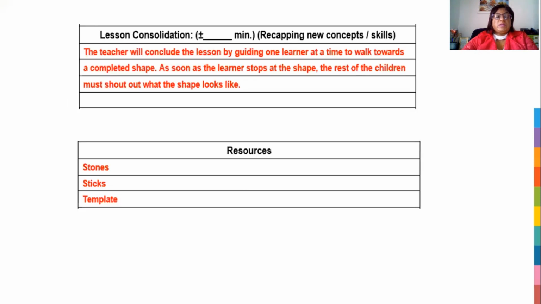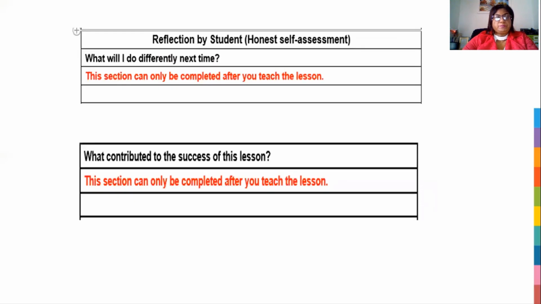In the lesson consolidation, students, now remember you have like 5 to 10 minutes to end this lesson. Here you can recap the concepts that we learned, whatever skills were taught in the lesson. So you could perhaps say that the teacher will conclude the lesson by guiding one learner at a time to walk towards a completed shape. As soon as the learner stops at the shape, the rest of the children must shout out what the shape looks like, right? And then the resources that we used in this lesson, we've had stones, we've had sticks, and of course the template that was used.